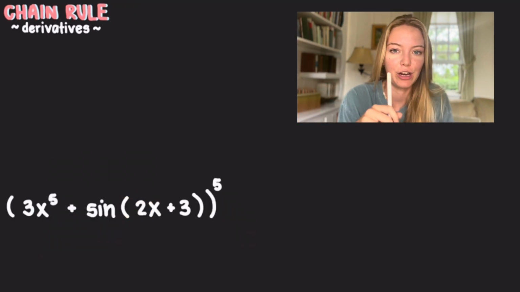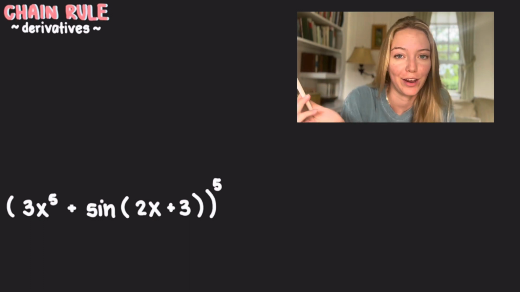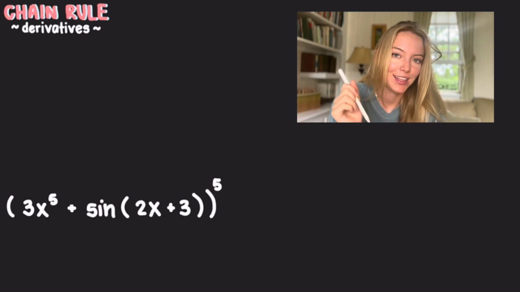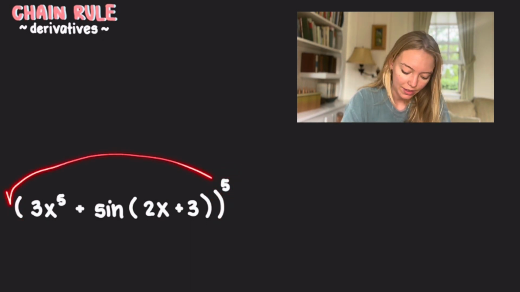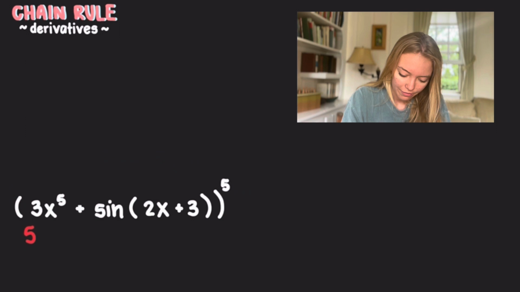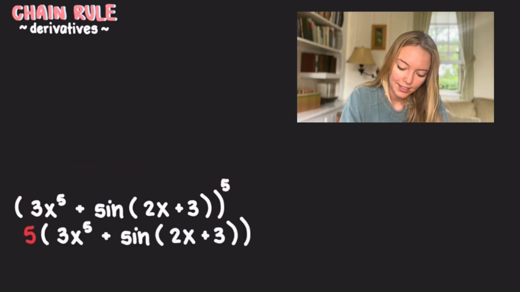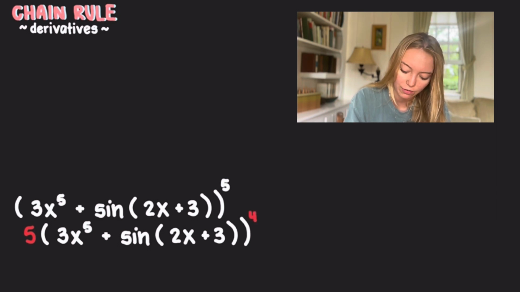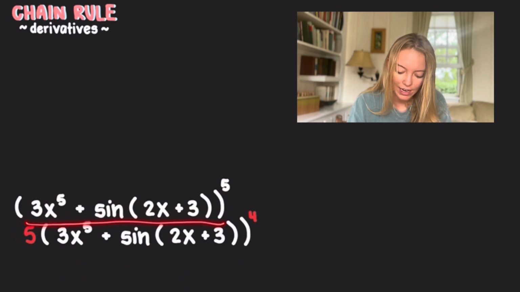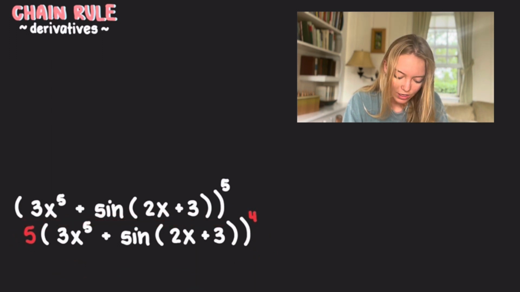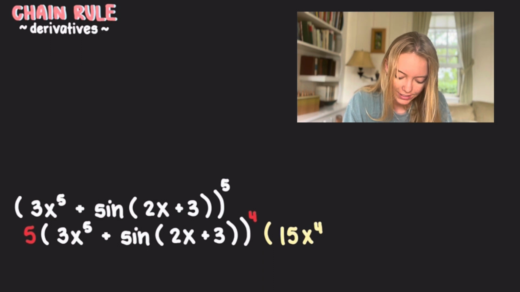Something to look out for with the chain rule is sometimes there's going to be more than one chain rule in a function. And we're going to see that in this example. So let's take this derivative. All right, the outside function is this parentheses to the fifth. So we're going to deal with that first. We take the 5 down and subtract 1. We leave the inside the same, so 5 times the inside function, and then we subtracted 1, giving us a 4. So now for step 2, we have to multiply this by the derivative of the inside function. So as we're taking the derivative, this is going to give us 15x to the fourth.